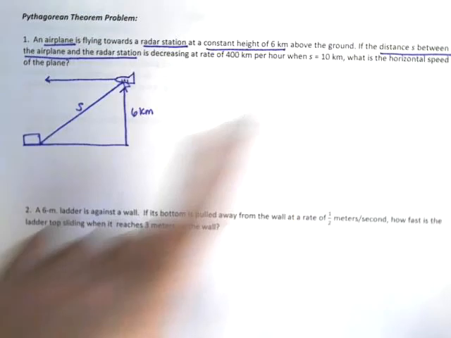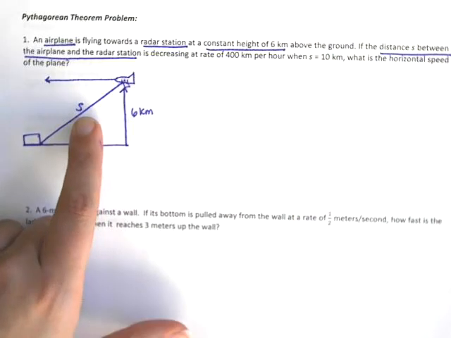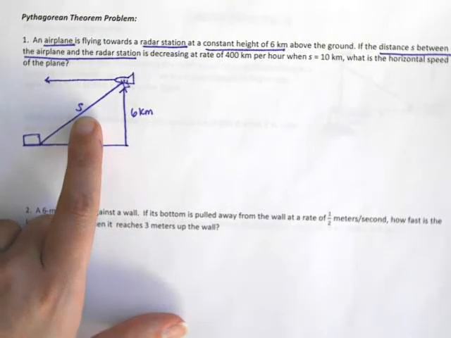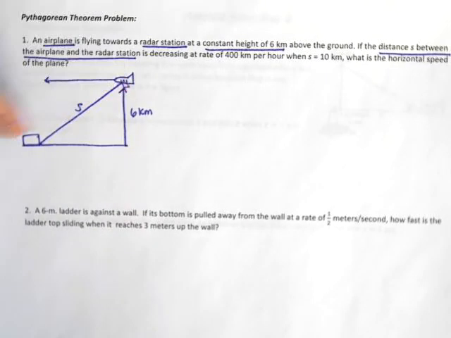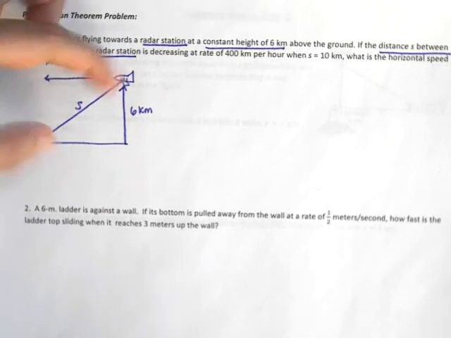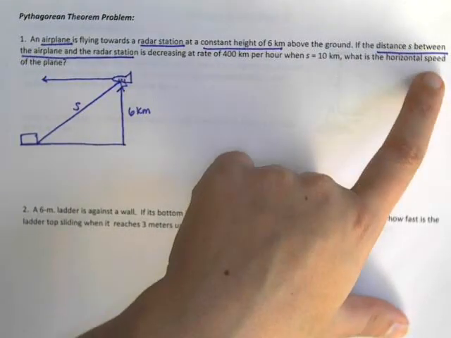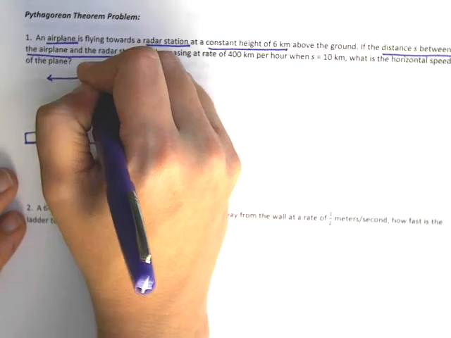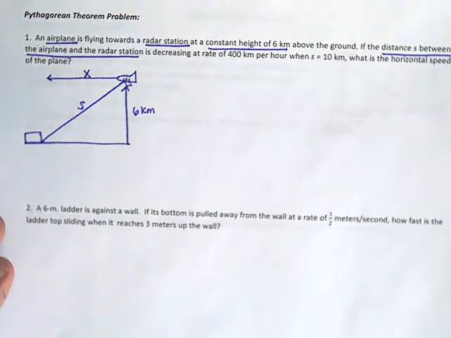A lot of students are tempted to label this 10. The reason we would not label that this is 10 is because it's changing. We're getting closer, so this distance is shrinking. What is the horizontal speed of the plane? Horizontal speed would be this rate, horizontal.